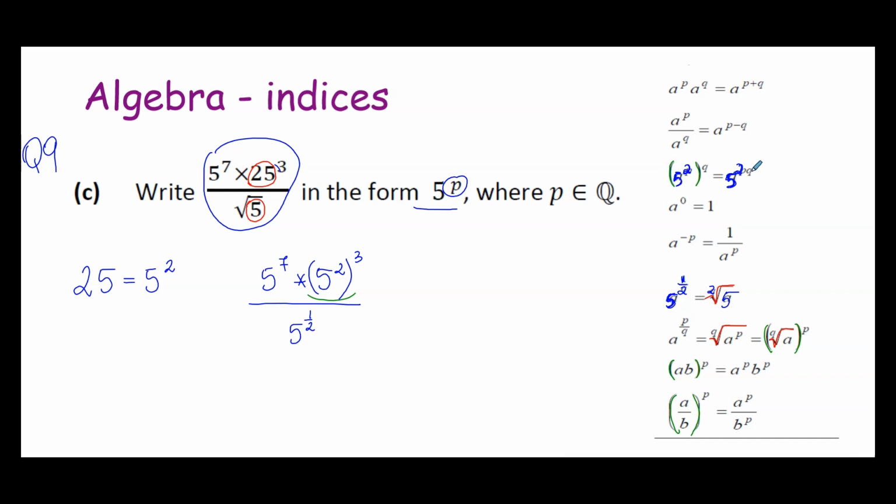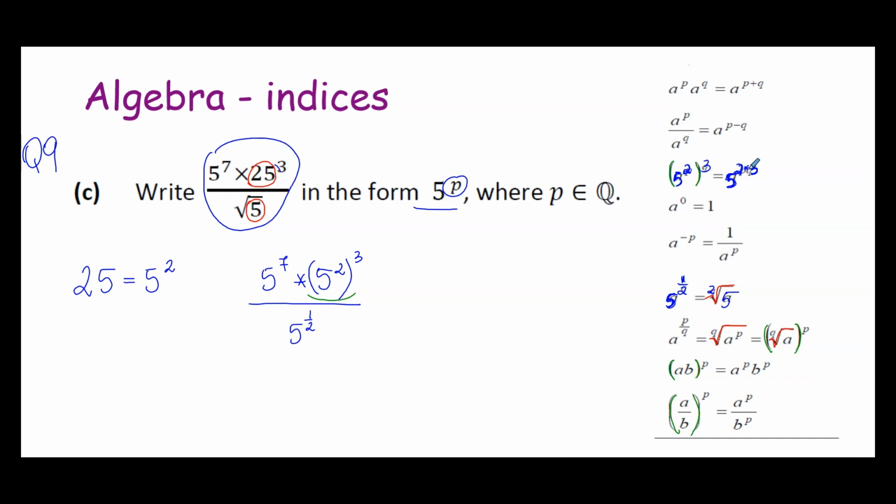Now, p and q, what does that mean? p multiplied by q. So that 2 will be multiplied, and then q is the power outside. My power outside is 3. So that means that 2 will be multiplied by 3. So my 5 to the power of 2 and to the power of 3 can be written as 5 to the power of 2 multiplied by 3.